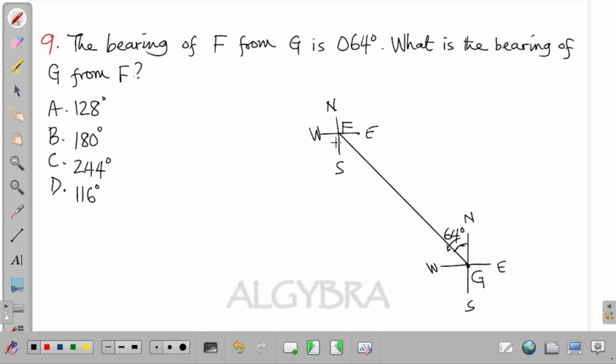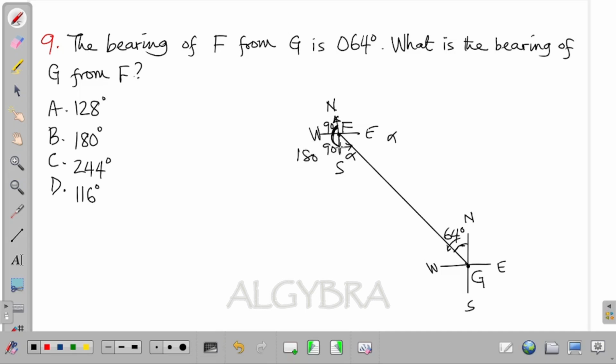So 64 degrees. Now we're asking for the bearing of G from F. In that case also, we're going to measure from the north. So here the north, we go from here all the way down here. That's what they're asking us now. If that is alpha, what is alpha? You know that from the north to the west is 90 degrees, and then from the west to the south is another 90 degrees. So from here to here is 180 degrees, right?